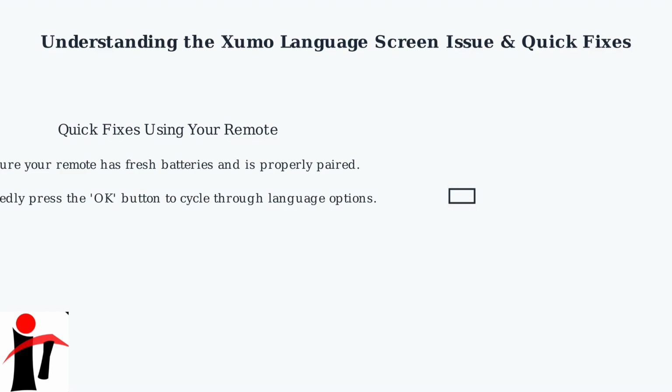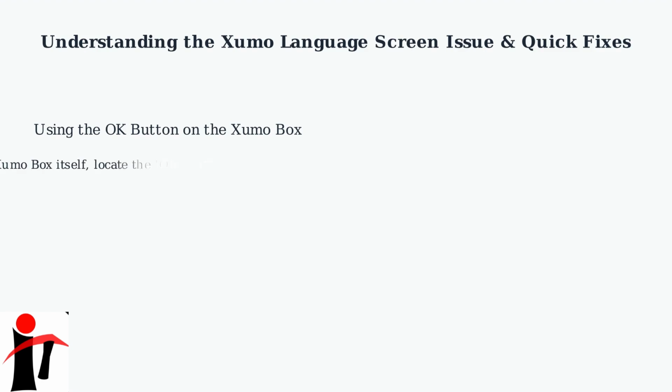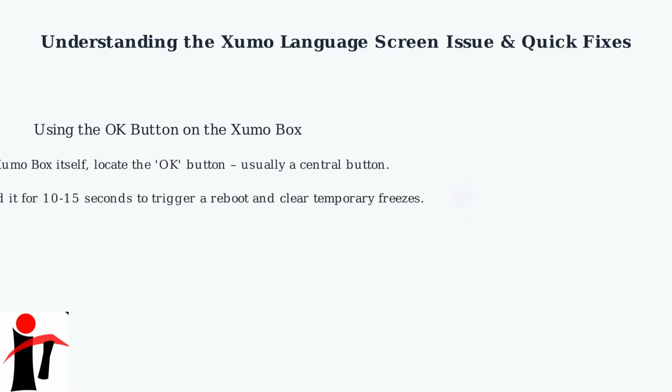First, ensure your remote has fresh batteries and is properly paired. Repeatedly press the OK button to cycle through language options. On the Xumo Box itself, locate the OK button, usually a central button. Press and hold it for 10 to 15 seconds to trigger a reboot and clear temporary freezes. This often resolves the issue instantly.